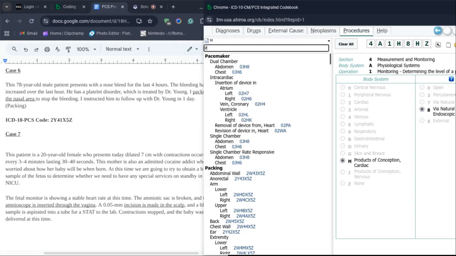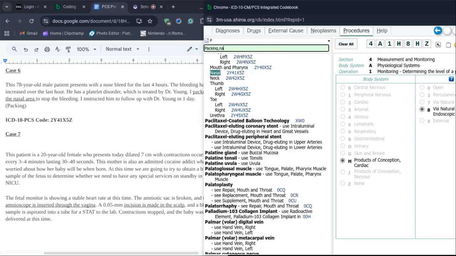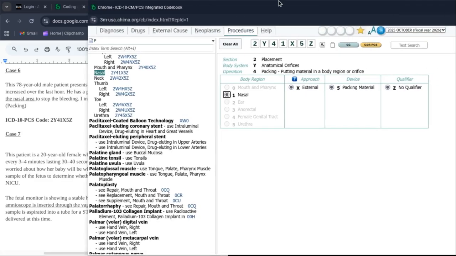So we type in our index, packing. And then we can put in nasal after that, which brings us to this big long code. Oops, that's the neck. So for our section, we have a 2 for placement. Body system is Y for anatomical orifices, representing the nose. The root operation or main term would be packing in this case, which makes it a 4. The body region, of course, is nasal for the nose. We have an external approach, the device being the packing material itself, and there is no qualifier.